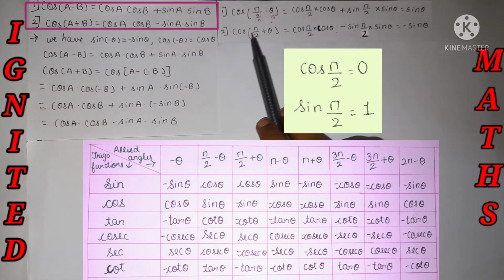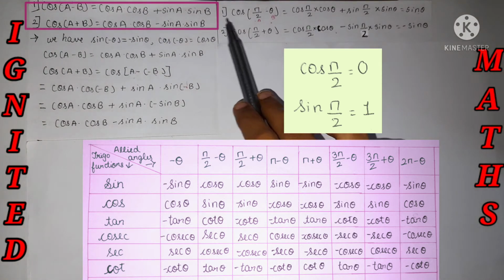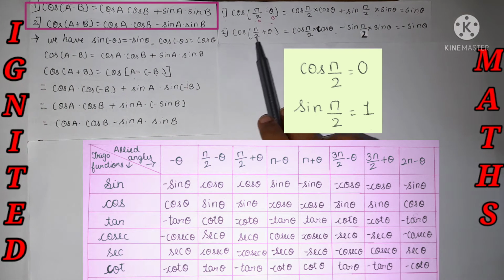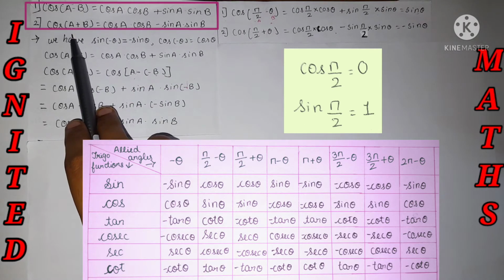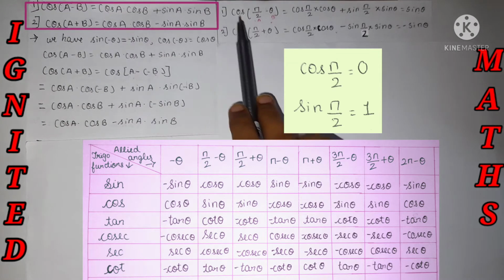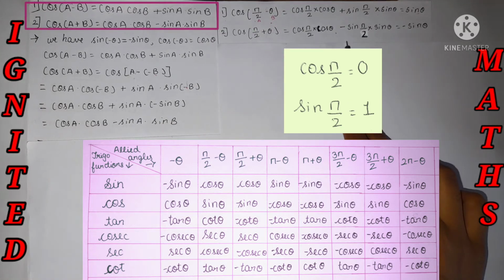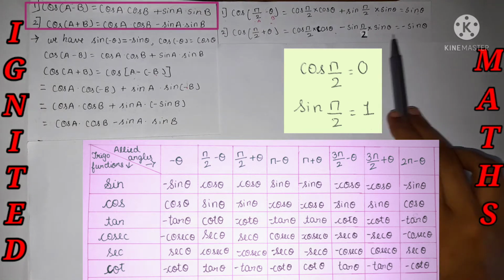We have proved cos of pi by 2 minus theta, and now we are also going to prove cos of pi by 2 plus theta. It's nothing but cos of A plus B. This is my A and this is my B. Here just apply the formula of cos of A plus B. It's nothing but cos A into cos B minus sin A into sin B. As I mentioned, A is pi by 2 and B is theta. Just apply the formula over here. Yes, I have applied it.